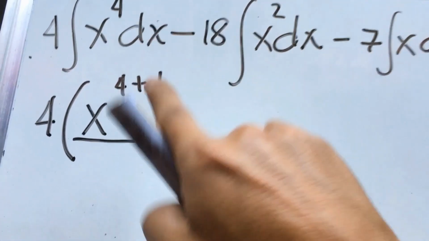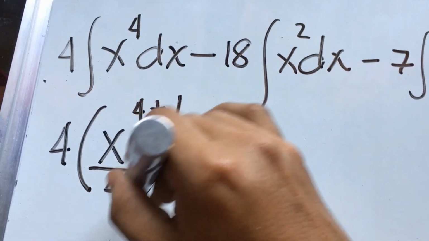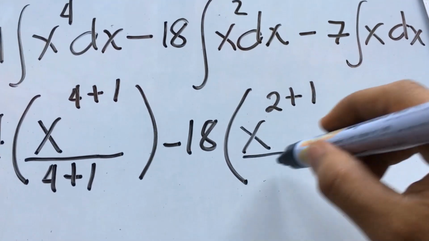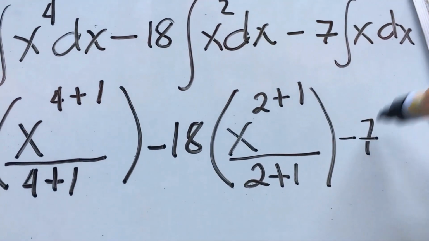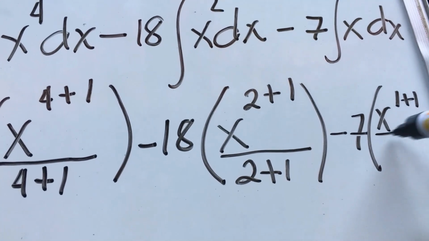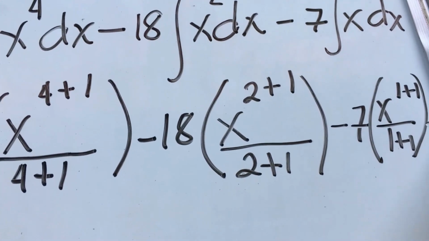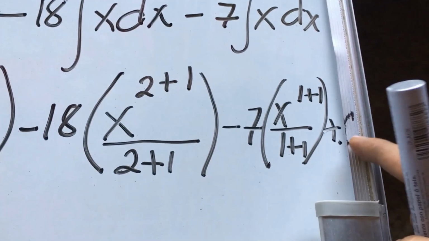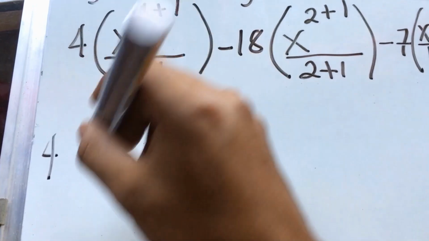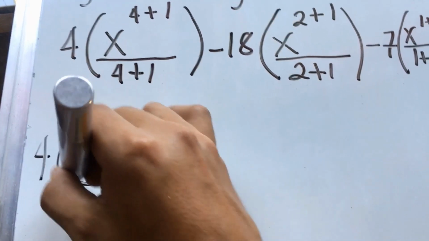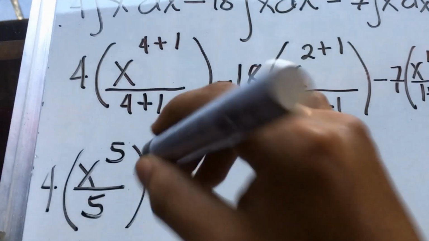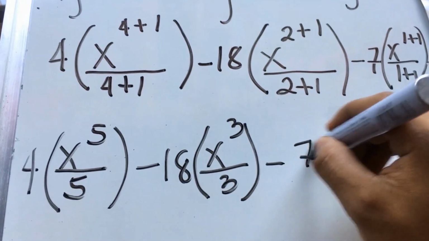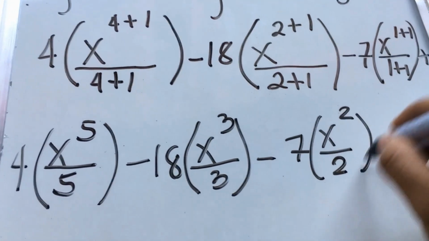Of course, 4 plus 1 here, 4 plus 1 here, 2 plus 1 over 2 plus 1, minus 7 times x raised to 1 plus 1 over 1 plus 1, plus c. So, 4 x raised to 5 over 5, because 4 plus 1 is 5, x cubed over 3 minus 7 x squared over 2 plus c.